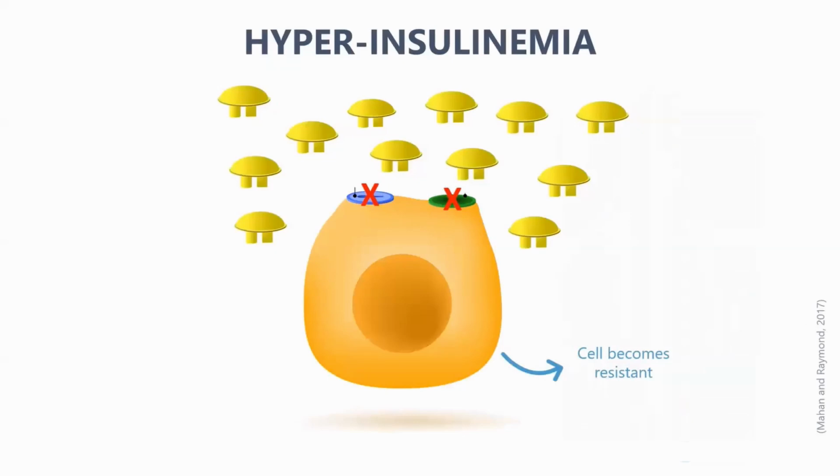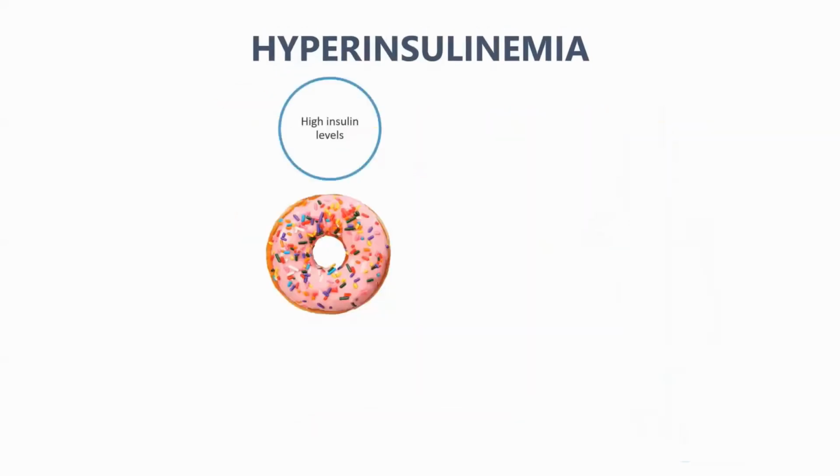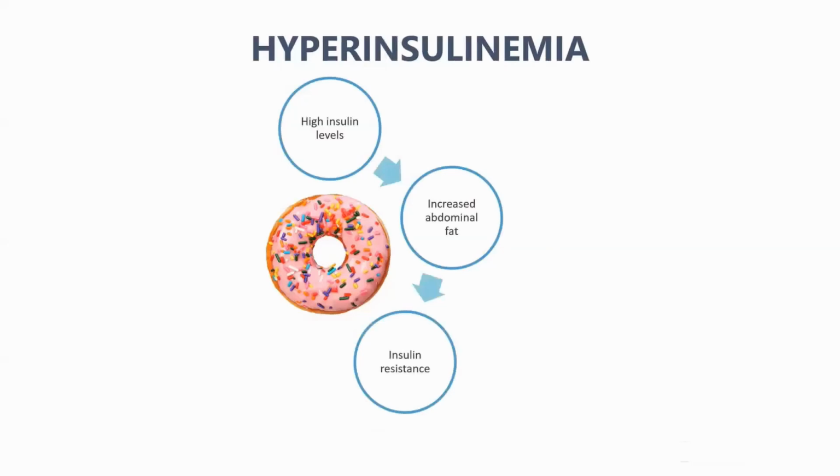So the cell is no longer sensitive sa insulin and hindi na magamit ang glucose. Cell becomes resistant. So hyperinsulinemia, so mataas ang insulin level sa body, increased abdominal fat, and this will result to insulin resistance. And yung body magko-compensate kasi may feedback mechanism ng katawan natin. So, akala ng brain, hindi nagagamit ng cell ang glucose. So, dagdagan natin ng insulin.